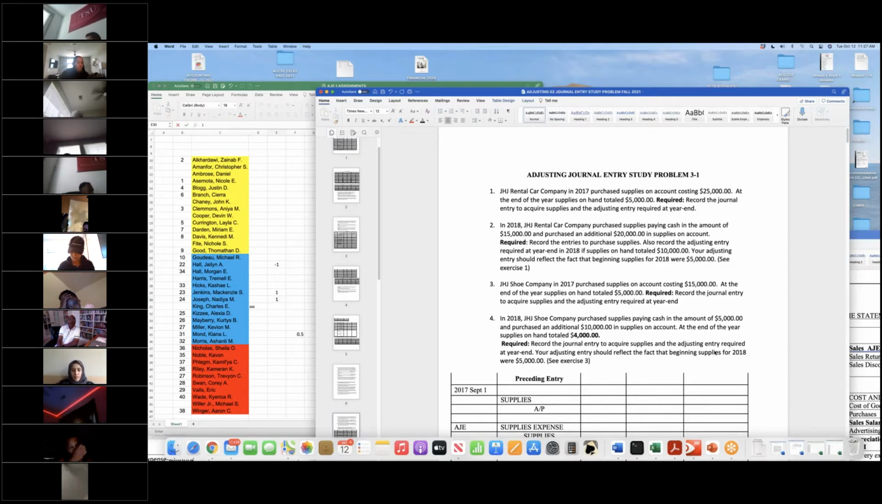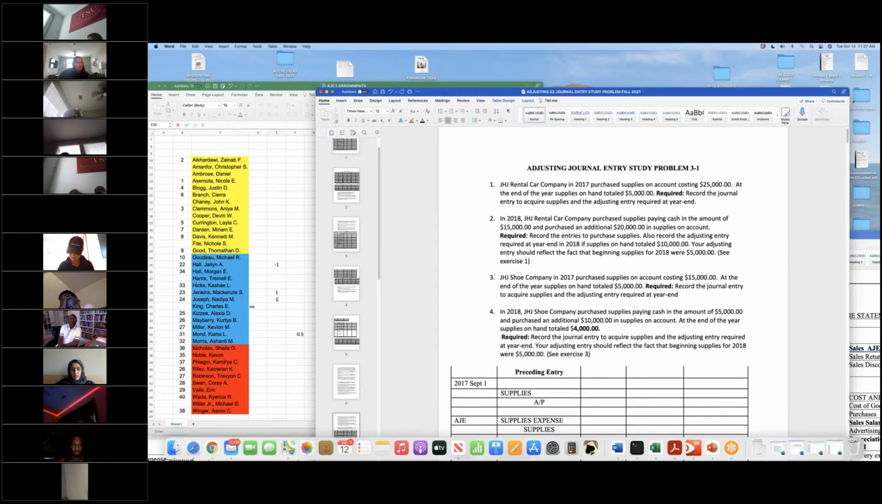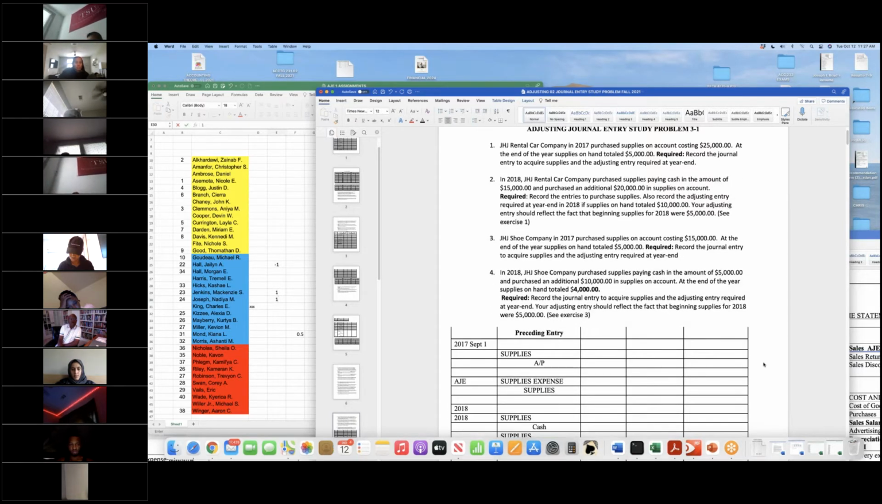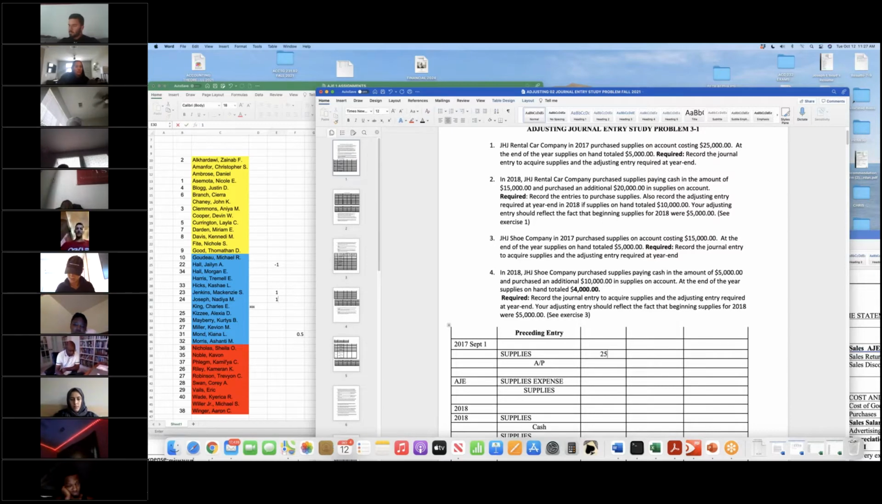The first one says JHJ Rental Car Company in 2017 purchased supplies on account costing $25,000. At the end of the year, supplies on hand totaled $5,000. Record the journal entry to acquire supplies and the adjusting entry required at year end. I put debiting supplies for $25,000, and then crediting $25,000 for cash, and that's a type 7.